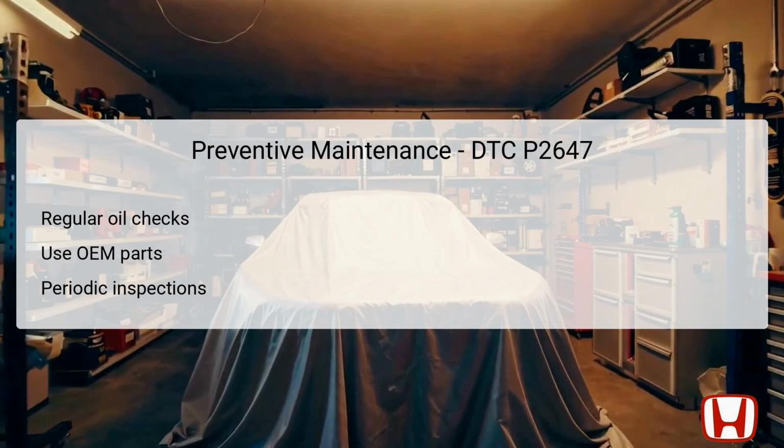internal engine components. Using OEM, original equipment manufacturer, parts for replacements will help maintain the intended specifications and reliability of your Honda Pilot. Additionally, periodic inspections of the electrical connections and wiring associated with the rocker arm oil pressure switch can help identify issues before they become significant problems, helping to prolong the life of your engine components.